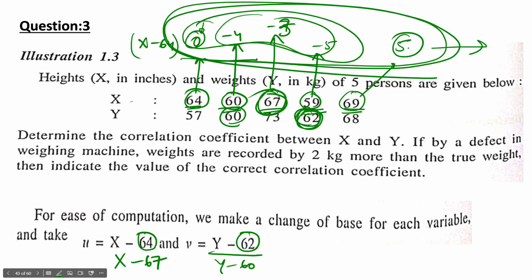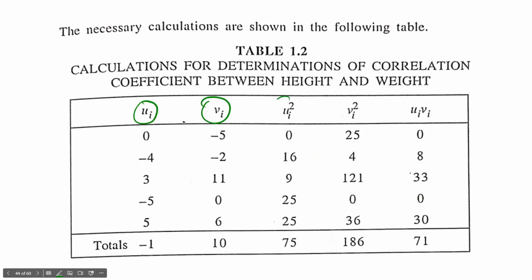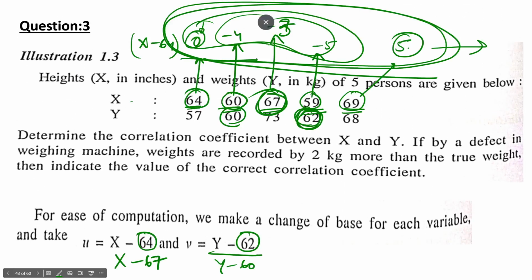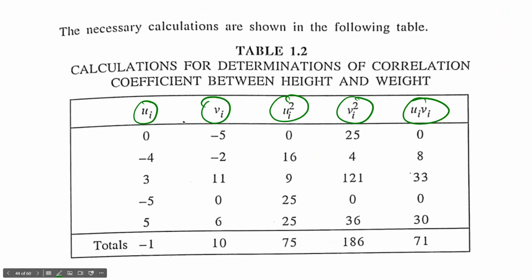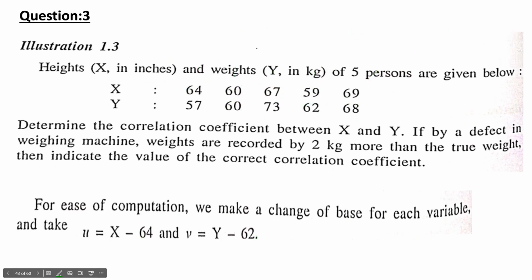Okay, so now I will proceed to the next step. After calculation you will find u, v, u square, v square and uv, the similar calculation that you have checked in the first question. So for u, that is 0, minus 4, minus 3, minus 5 and 5, that I have already discussed here. I think not minus 5, yes, only 3, because for 64 that is 67, so that will be plus 3. So the same calculation is given here.